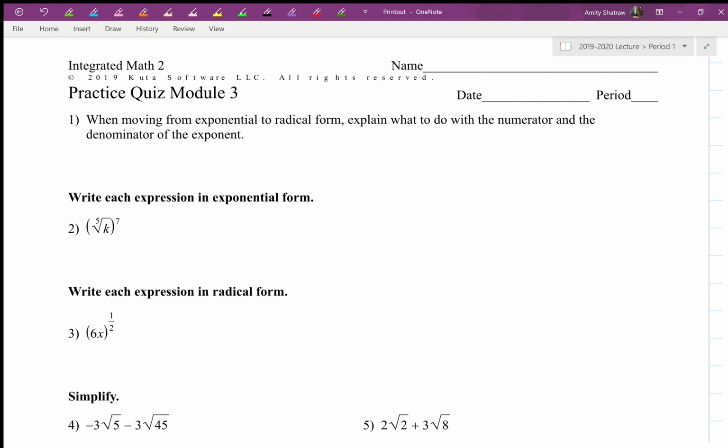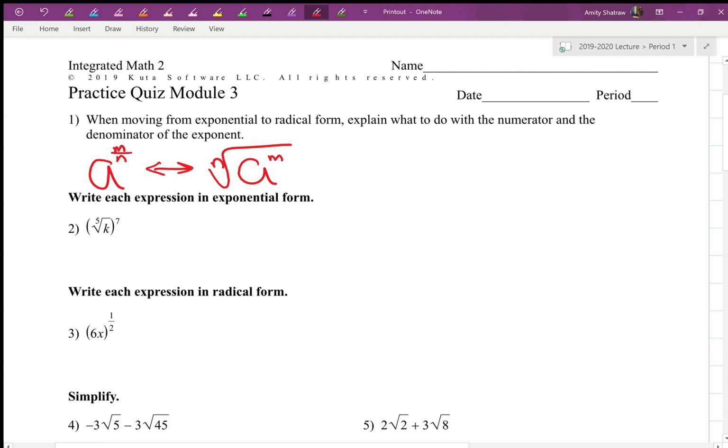So when moving from exponential to radical form, explain what to do with the numerator and the denominator of the exponent. Ready? Here's what you do. The rule was if you have a to the m over n, you can go backwards and forwards too. Ready? A to the m with the n as the root.